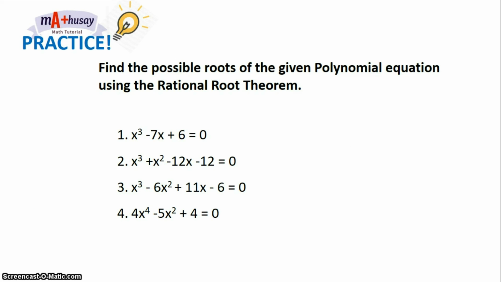Now, it's time for you to practice the skill that you have learned. Find the possible roots of the given polynomial equation using the rational root theorem. If you're done, share your answers in the comment section.